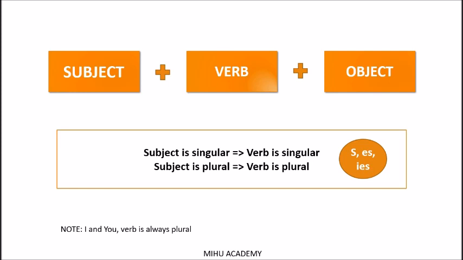For example, consider the verb try. Do we see any s or es or ies here? No. Coming to tries, there is ies at the end. So this is singular. Try is plural. And also note that I and you are always plural, so the verb is always plural.